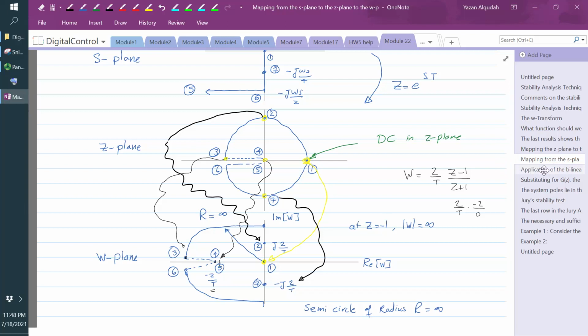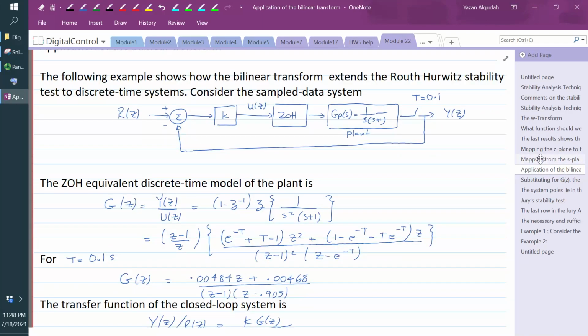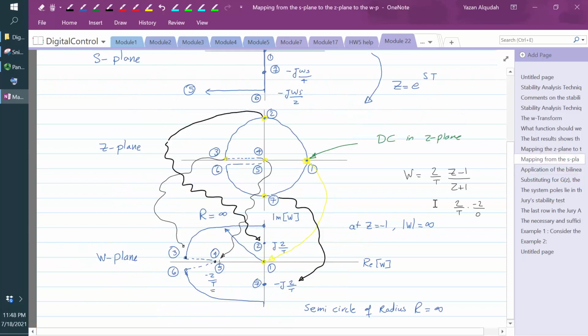So therefore, now that I've taken the pole locations that are in the z-plane and mapped them using this bilinear transformation, the locations are going to get mapped into a plane where all the poles that are inside the unit circle are going to be in the left half plane. All the poles that are outside the unit circle are going to be mapped to the right half plane.